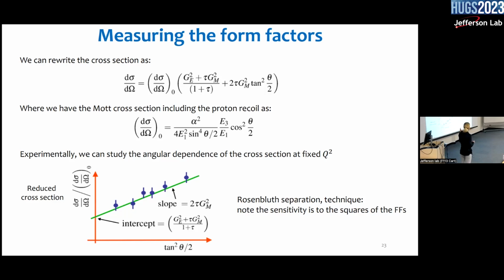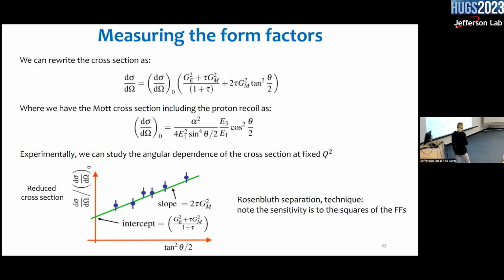Then experimentally, what we can do is what's called a Rosenbluth separation technique. You fix your Q squared, right? Because you know what your electron coming in is, and you can fix where you're looking for your scattered electrons. So you can fix Q squared, and then study the angular dependence of the cross section.